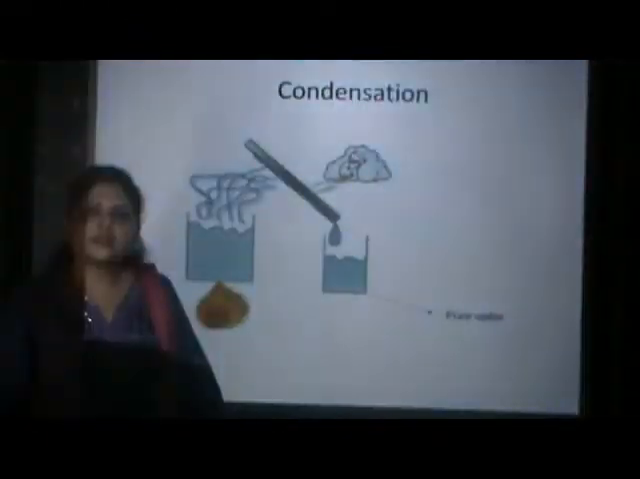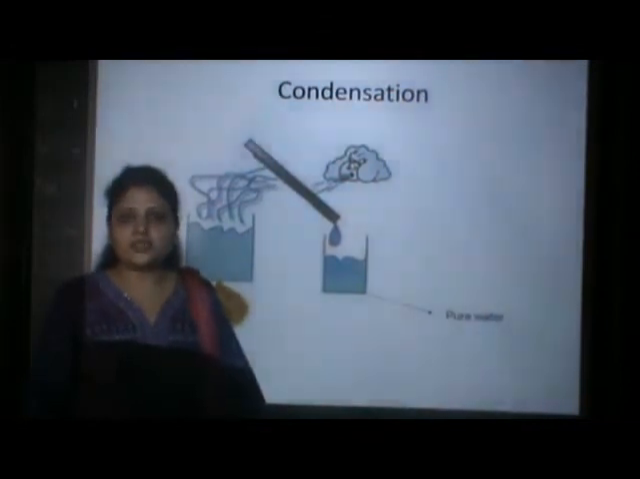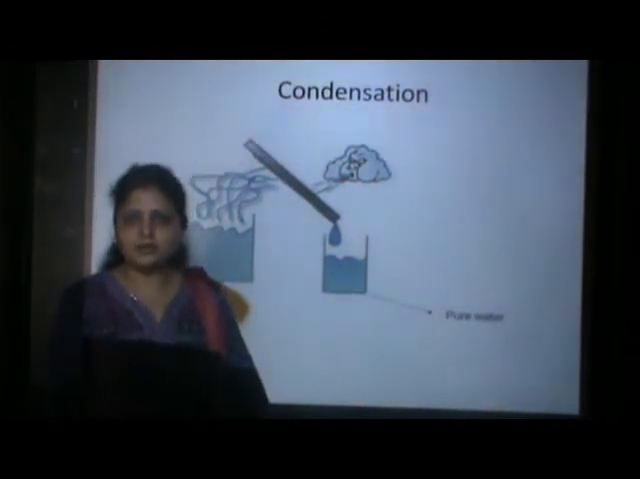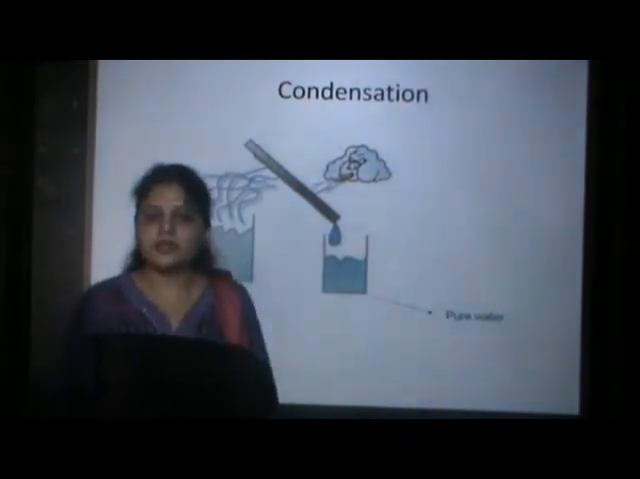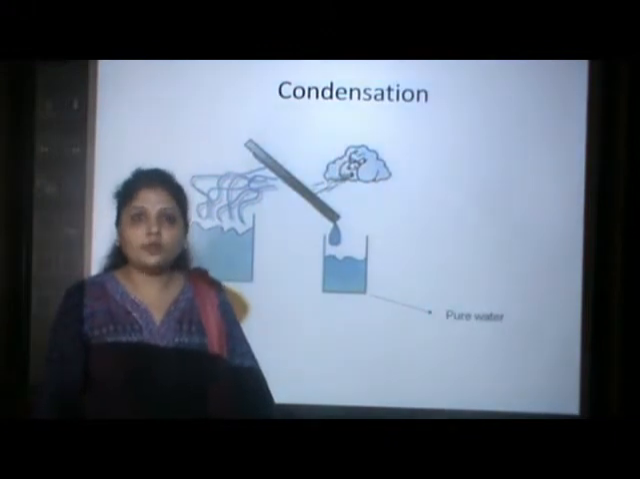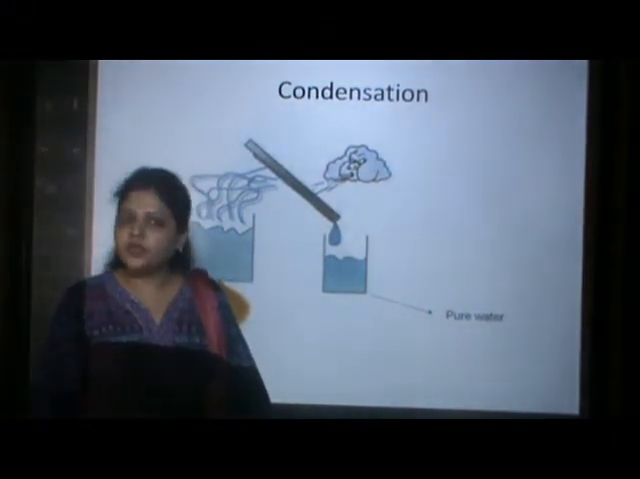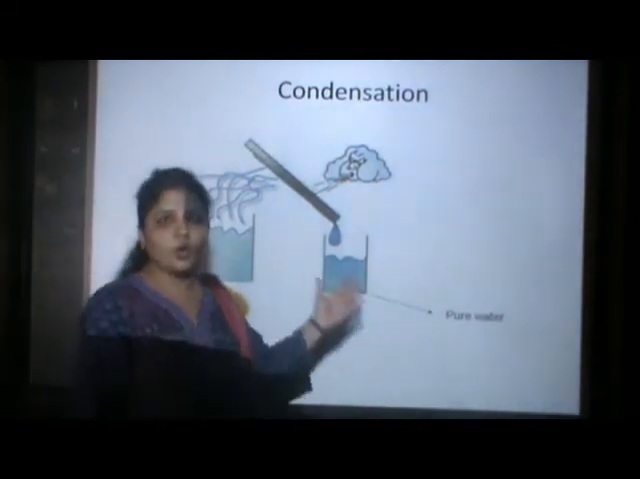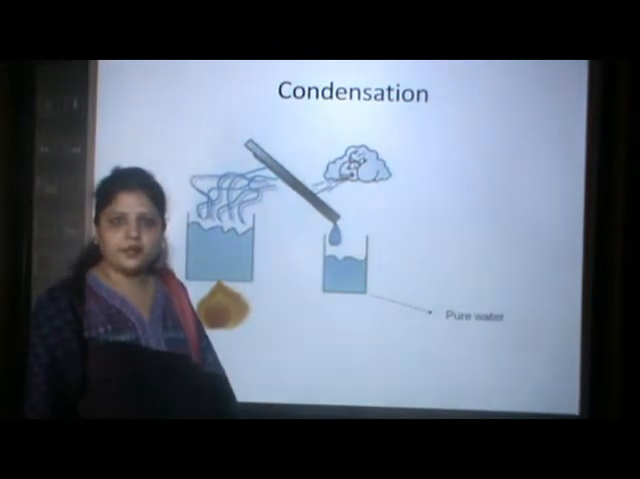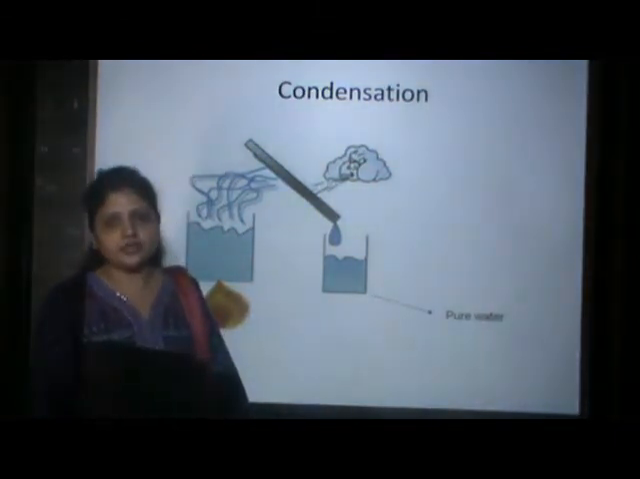Now, let us see the soluble impurities. They cannot be separated from the water by the methods discussed above, that is sedimentation and filtration. The soluble impurities like salts get dissolved in the water, hence they cannot be removed easily. Here we need to boil the water and convert the water into water vapor. This process of conversion of water to water vapor is called evaporation.